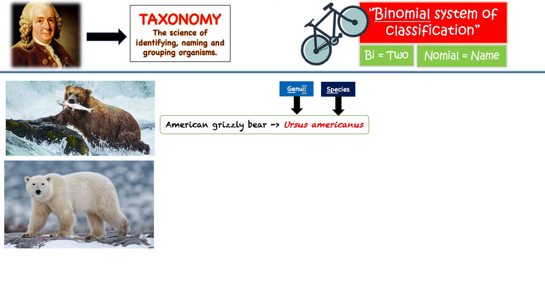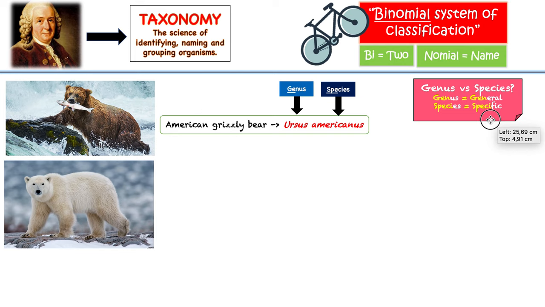Genus. Then the more specific one here, the latter word, is called the species. And this is the binomial system of classification. Two names: genus, more broad; species, more specific. So I can put it here for you. Genus versus species. Genus for general, it's more broad, it is a bigger category, right? And species would be more specific, okay?